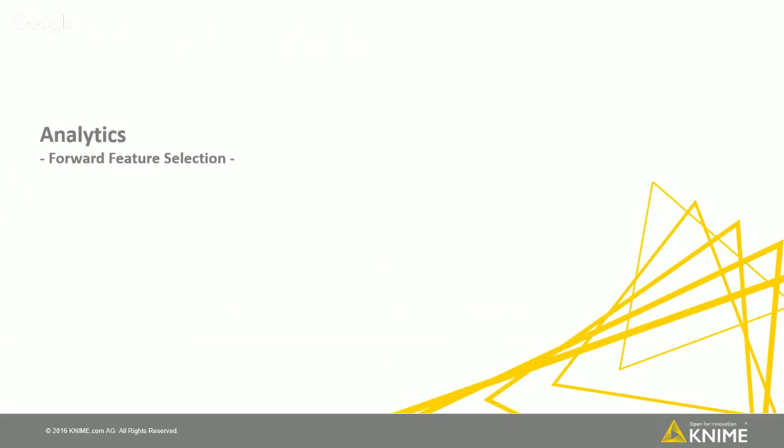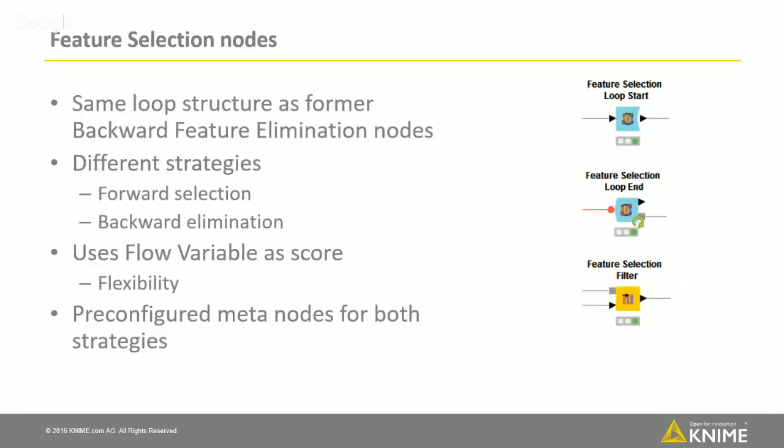So in the new version of KNIME, we have a framework for forward feature selection or feature selection in general. Some of you may know there have been backward feature elimination nodes, which could be used to eliminate features in a backward manner. And we revised those nodes and created new nodes that adapt the same loop structure, but allow for different strategies. So you can use a forward selection or a backward elimination.